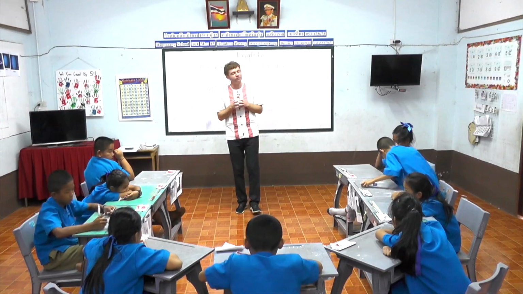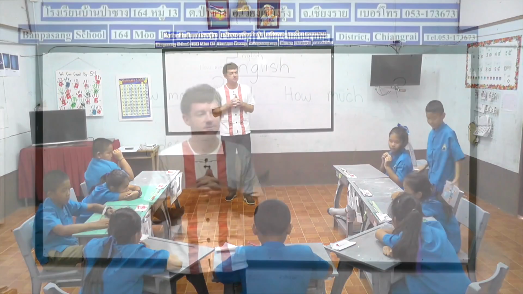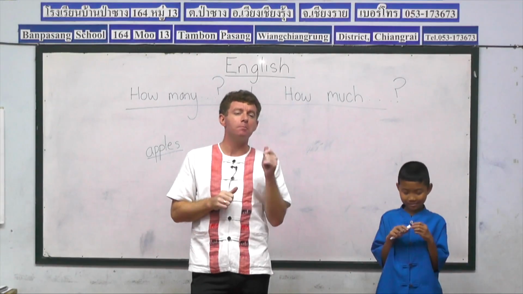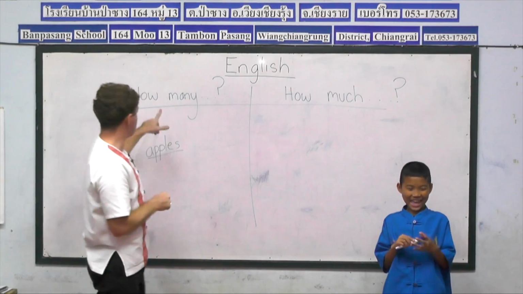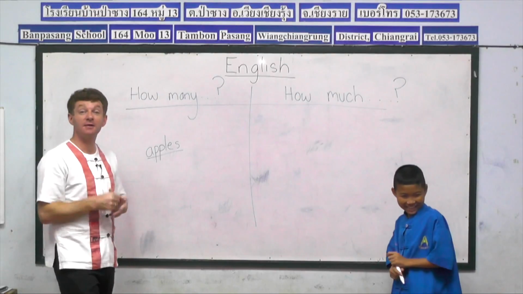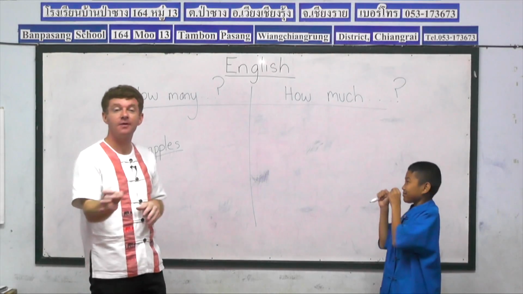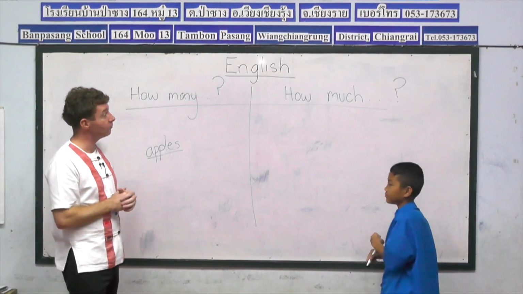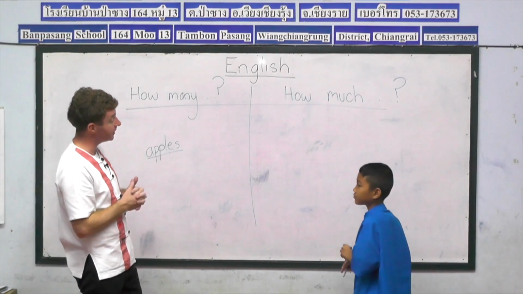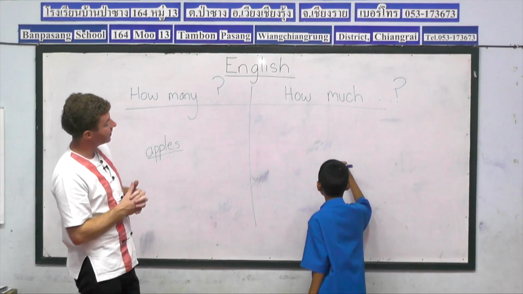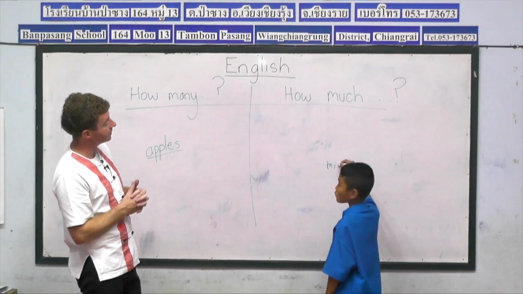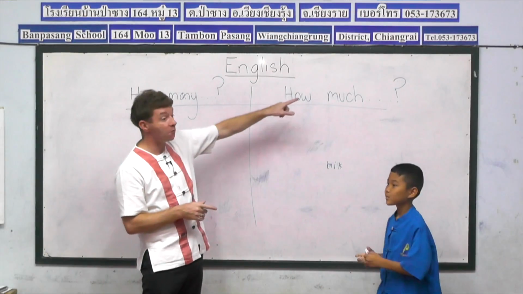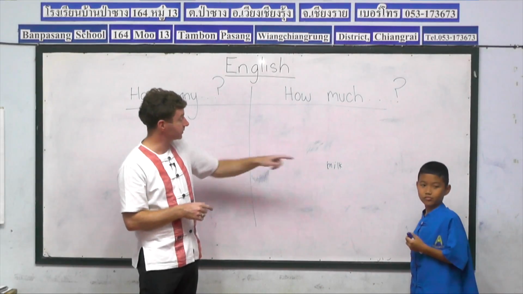So Pangpon, come and join me at the front of class. Now how about if I ask Pangpon about milk? Can we say, how many milk? Milk is an uncountable noun, so we have to use how much. So Pangpon, can you write the word milk in the column here? M-I-L-K. So we can ask the question, how much milk?